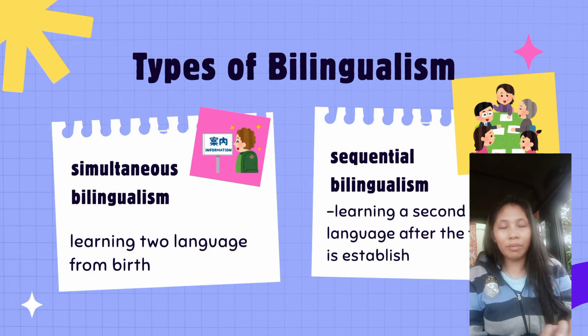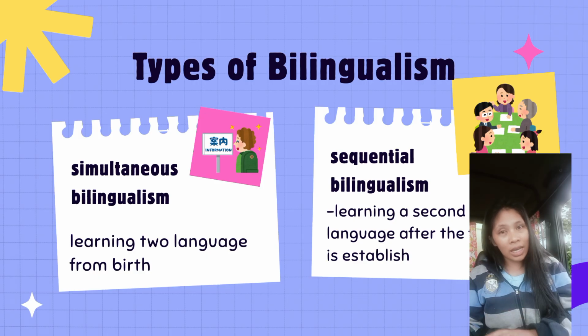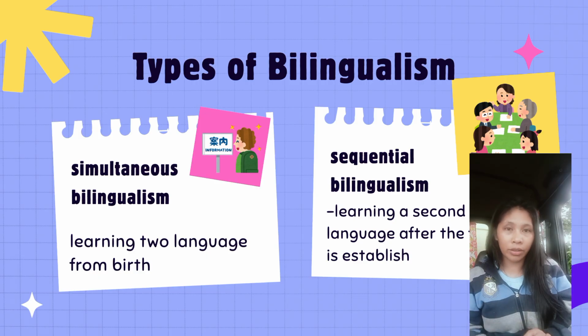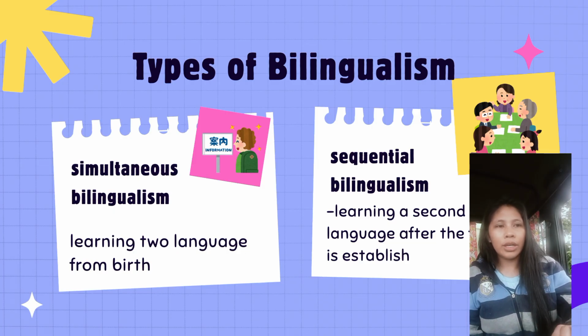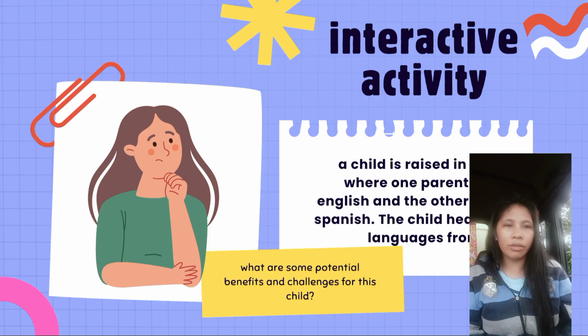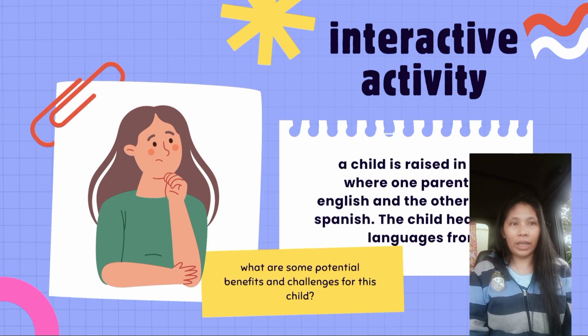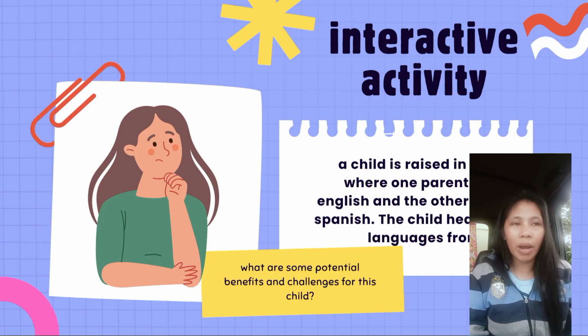adopting another language from the environment. So if they transfer to another place, it is possible that the child can adopt another language depending on the place or environment they are moving to. So I have here an interactive activity. Maybe you can share some ideas with this. In the interactive activity, a child is raised in a home where one parent speaks English and the other speaks Spanish. The child hears both languages from birth.